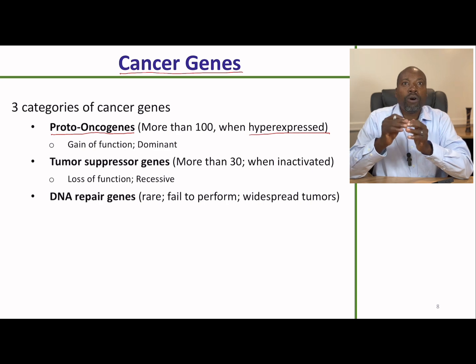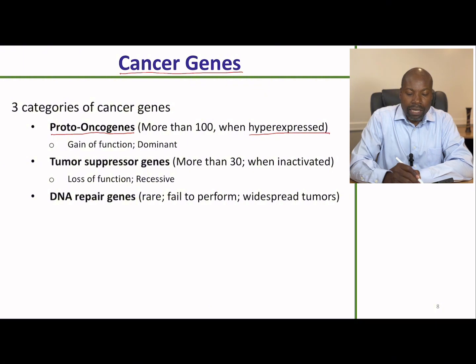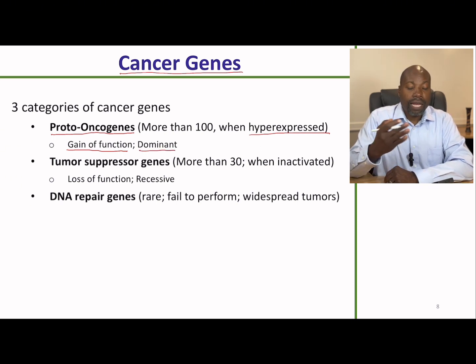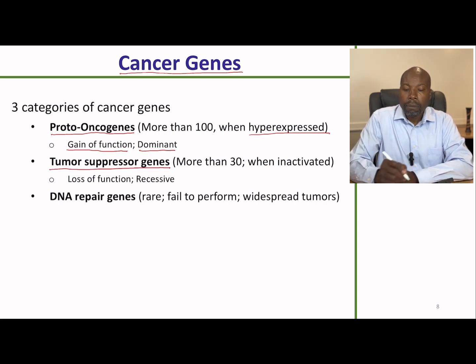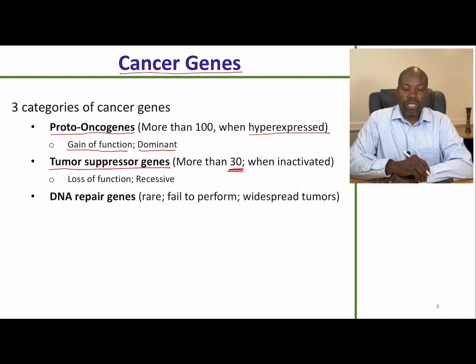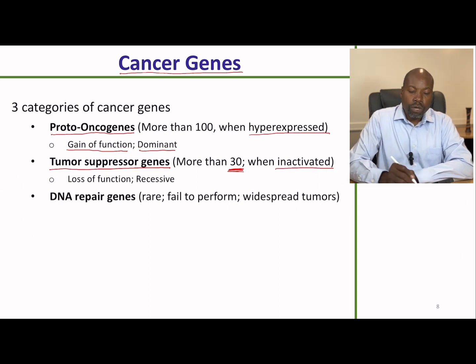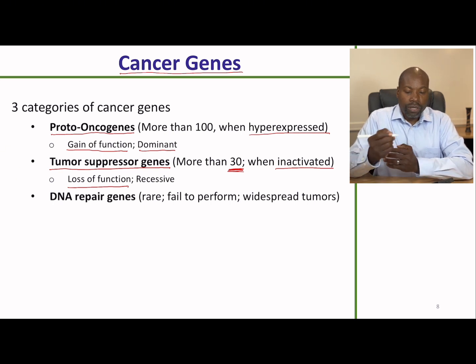And how do they overdo their job? By gaining function, right? So a gain in the function can cause cancer. A dominant allele that is going to be expressed can cause cancer. Tumor suppressor genes, right? More than 30 genes have been identified to be tumor suppressor genes. So any inactivation of a tumor suppressor gene leads to loss of function, and that loss of function leads to cancer.